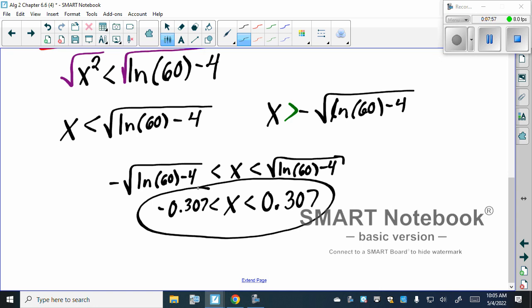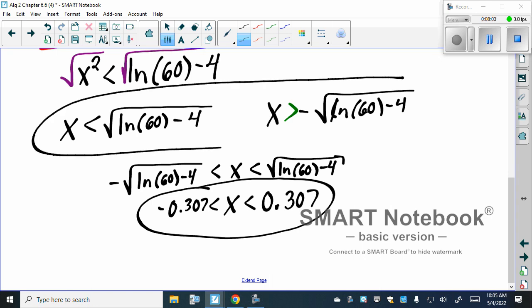I'd say this is a little bit trickier than what we did the other day, only really at this part here. The rest of it still follows the same exact stuff we were doing. We just have to remember our properties with x squared, our inequalities, and square roots. Any questions on this here?